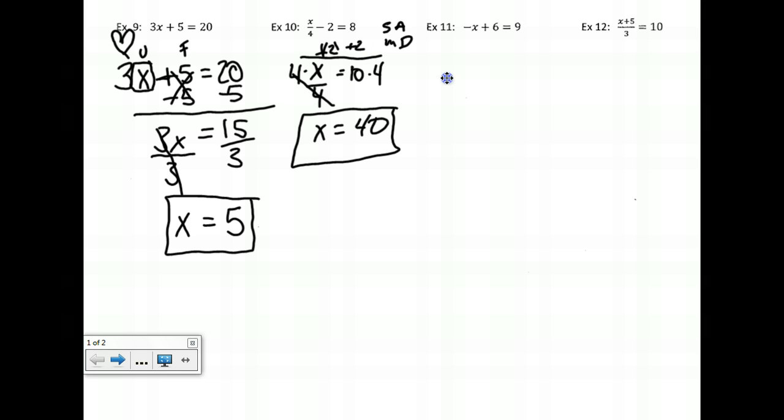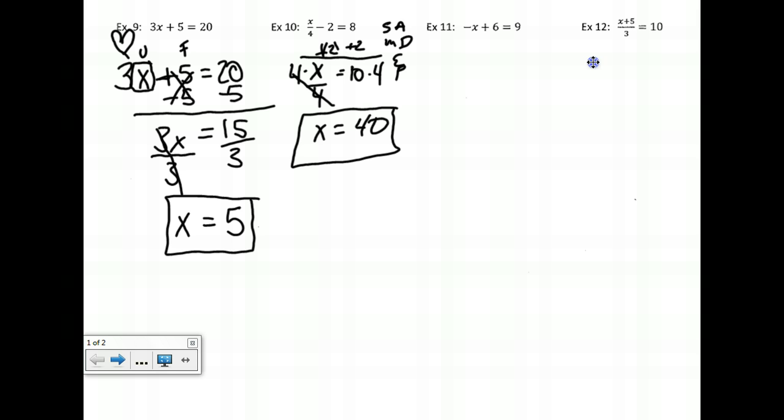Alright. Last thing we look for is exponents and parentheses, but you won't run into that. Take a minute, pause the video, and try these last two. And then hit resume, and I will do them with you.